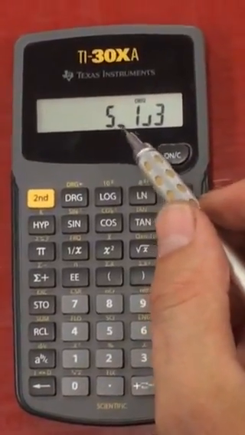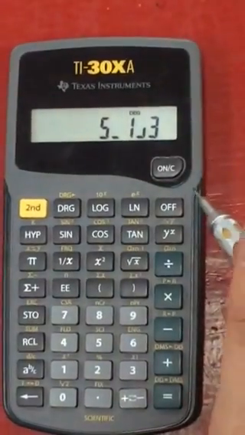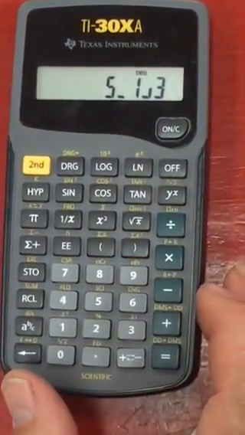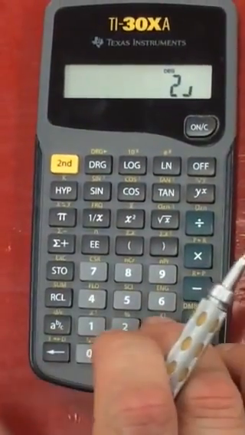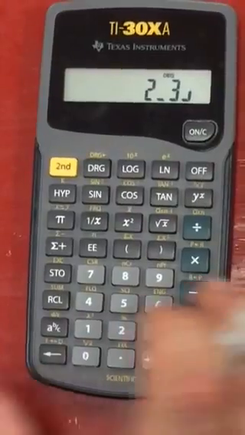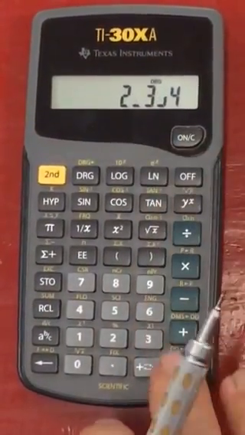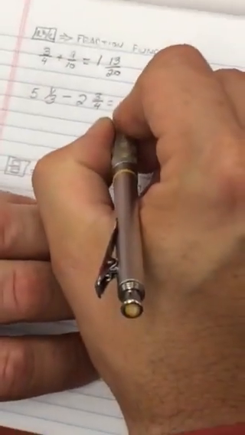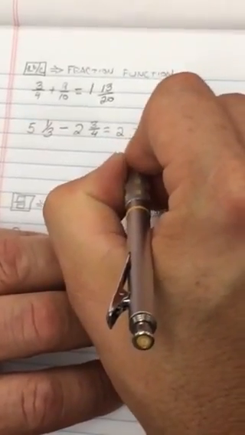Up here on the display, it shows 5_1, that's 5 1/3. I'm going to subtract, so I hit the subtraction key, and then repeat with 2 3/4. 2, fraction function, numerator, fraction function, denominator. The display shows 2 3/4. Hit an equal sign, and it gives me my answer. And once again, you don't write it with any funny symbols. You just write 2 7/12 like that. And that's it.